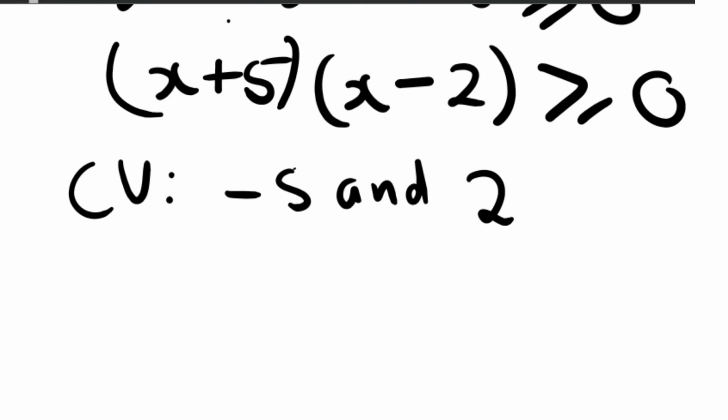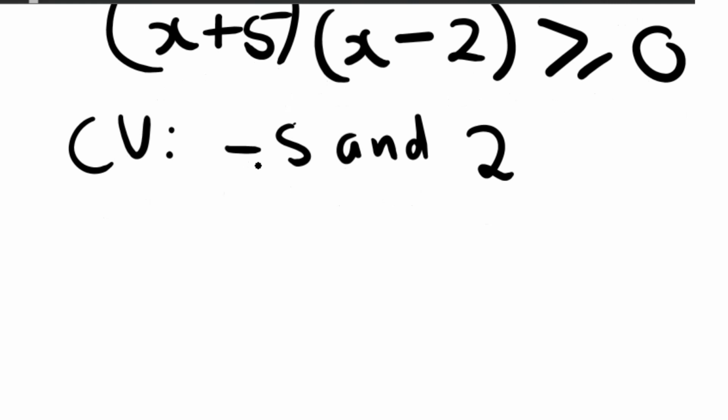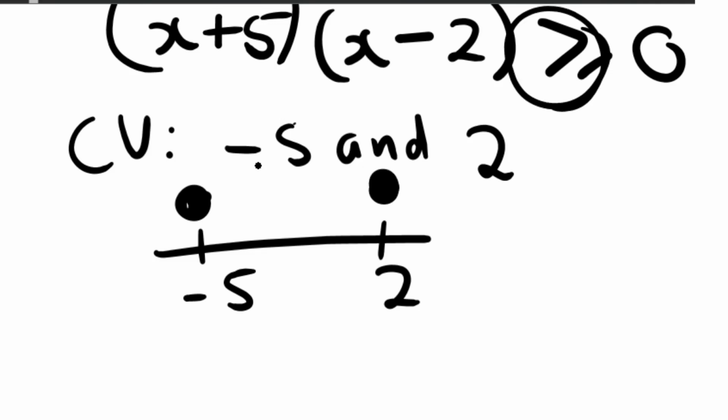After getting the critical values, what we want to do now is draw our number line. We sketch our number line and put minus 5 there and 2 there. Remember, minus 5 is smaller than 2. Minus 5, since it's negative, is the smallest number between the two, and 2 is the bigger number because it's a positive integer. Now on top of minus 5, as well as on top of positive 2, we want to shade. Why? Because we have greater than or equal to.